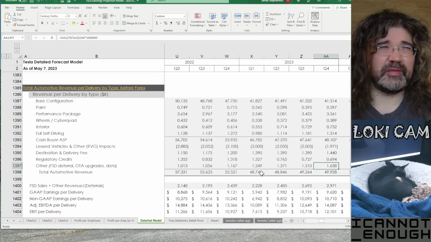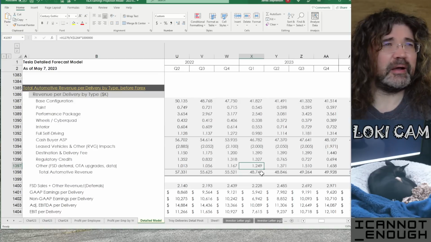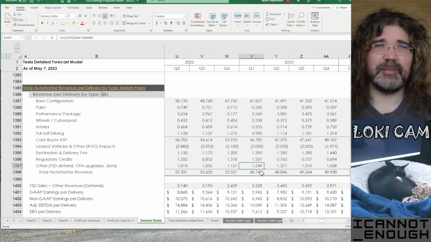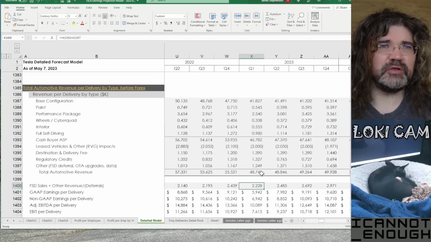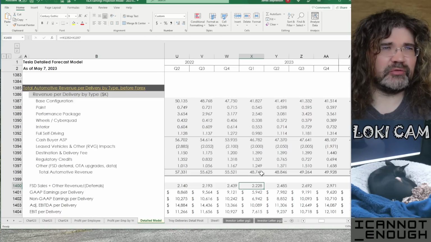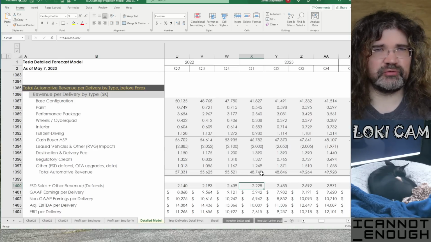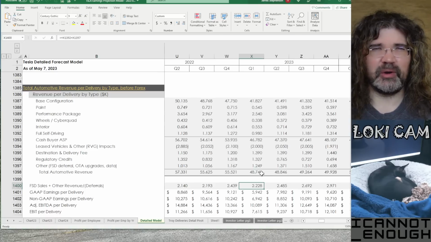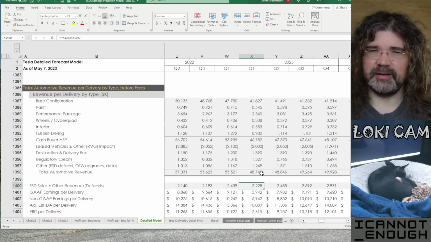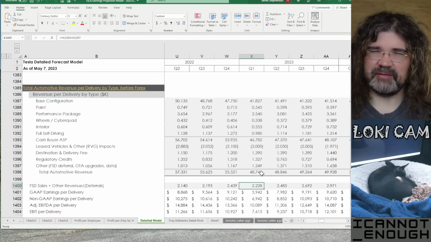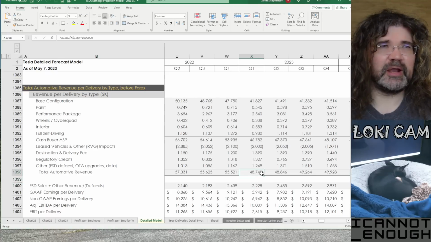Tesla insurance is in there. Used vehicle sales, as I mentioned earlier. Then you've got just a line for FSD sales plus other revenue / deferrals, in case you want to know, hey, what's the all-in FSD? I've got FSD revenue counted in two places.